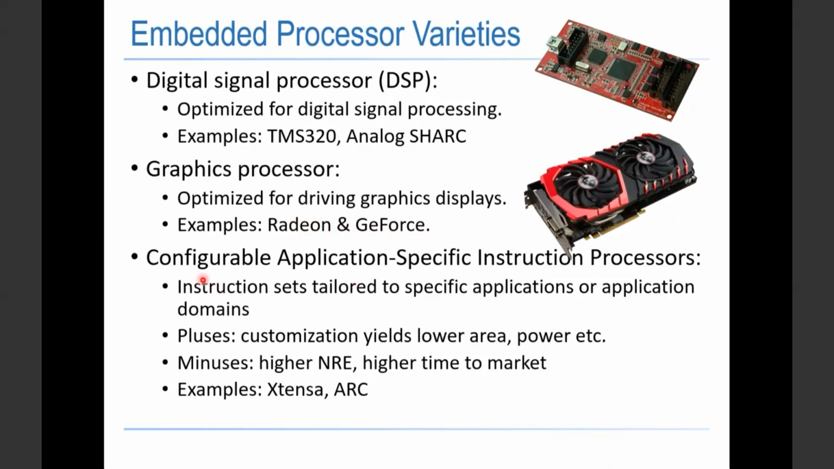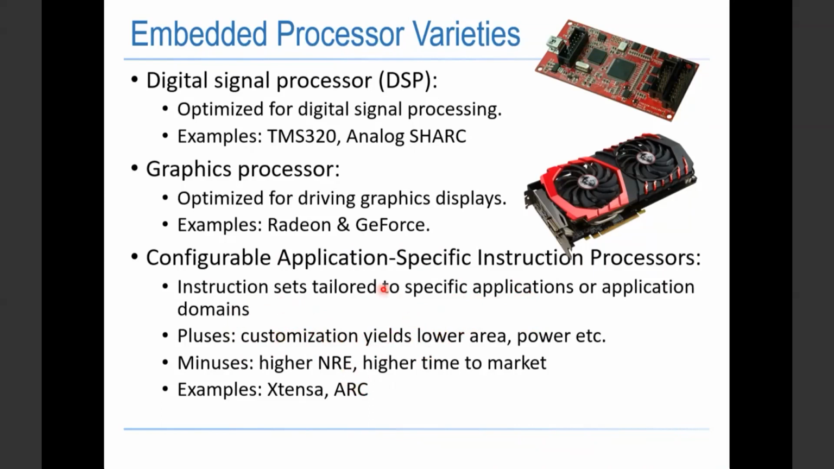And then we have the configurable application specific instruction processor, or ASIP. The instruction set is tailored to a specific application or application domain, and you can customize it. This ASIP allows some customization, depending on whether you want to customize the power or the area, and so on.